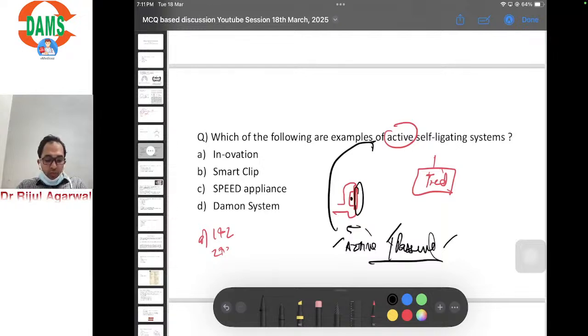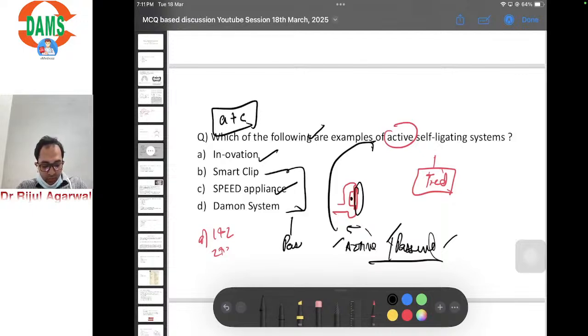Okay, so which of the following are examples? Out of this, active self-ligating systems are Innovation and the Speed appliance, that is A and C. SmartClip and Damon system are passive self-ligating brackets. Okay, Damon system was given by Ormco and SmartClip is by 3M company.